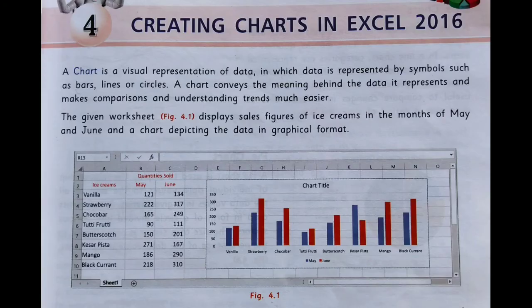So, a chart is a visual representation of data in which data is represented by symbols such as bars, lines, or circles. A chart conveys the meaning behind the data it represents and makes comparisons and understanding trends much easier. The given worksheet displays sales figures of ice creams in the months of May and June, and a chart depicting the data in a graphical format.